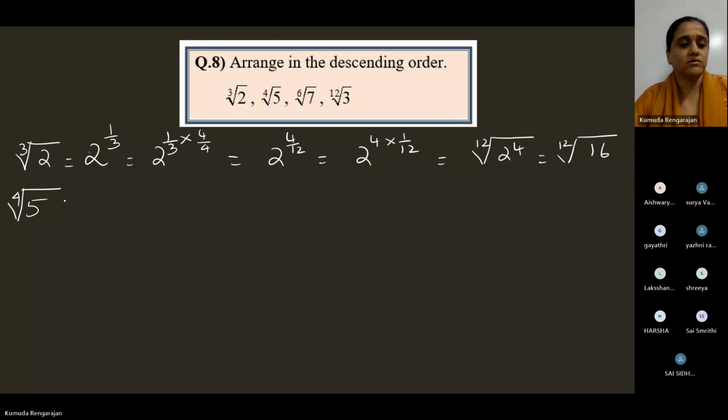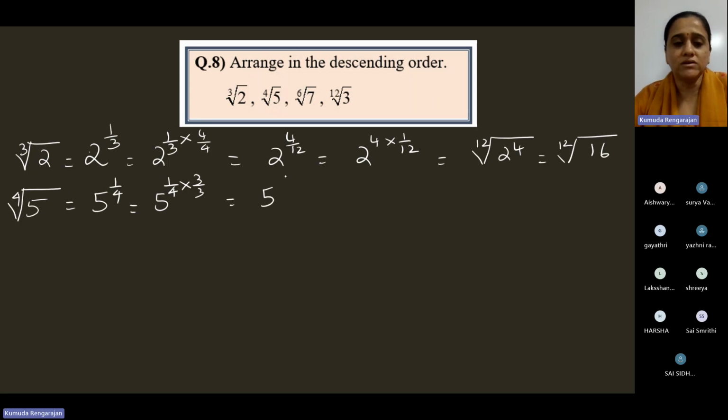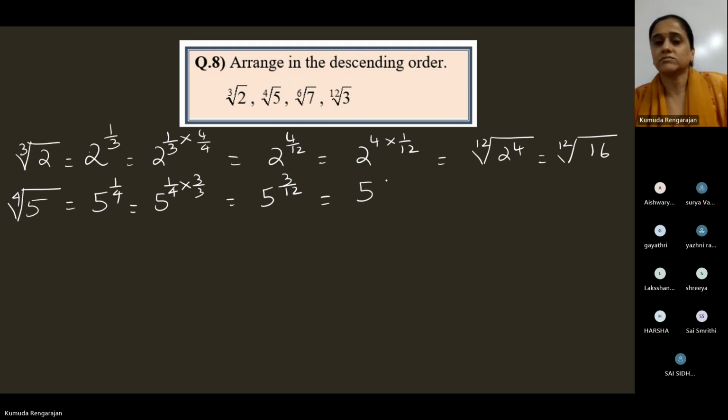Fourth root of 5. So how do you write this? 5 to the power 1 by 4. Now you will have to bring the denominator to 12 because the LCM is 12. So you'll have to multiply and divide by 3. So it's 5 to the power 3 by 12. And 3 by 12 can be written as 1 by 4, ma'am. 3 into 1 by 12.